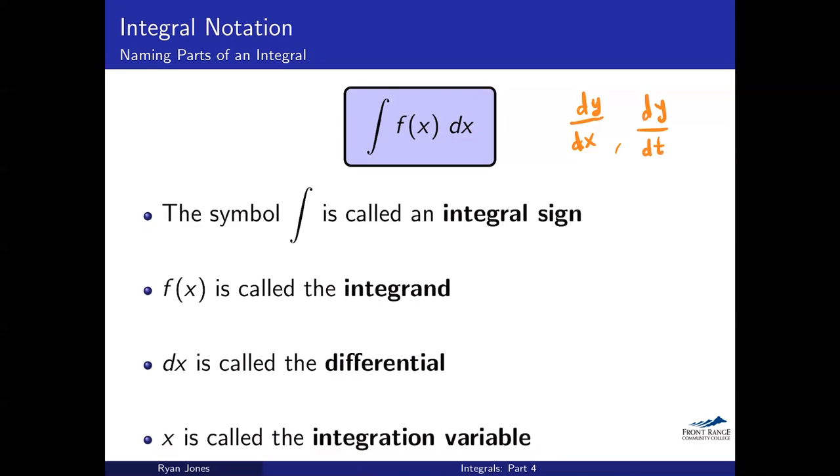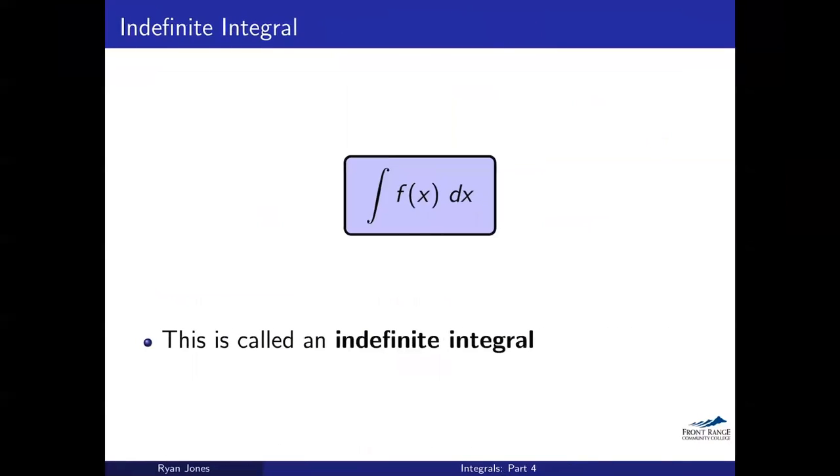So parts of an integral right there, we've got the integral sign, the integrand, which you'll hear me use a lot, the differential, and the integration variable right there. So we've got that, and all said and done, this entire thing is called an indefinite integral. The reason that we call it indefinite is because it is not definite when we get our answer. Our answer is not a definitive statement.